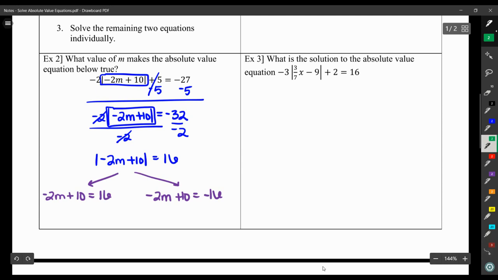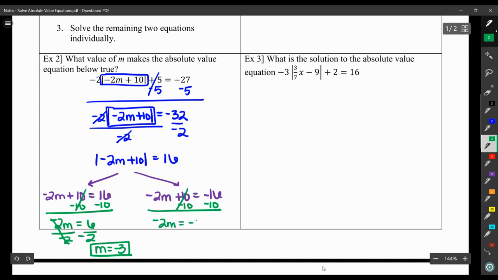Now that you have the smaller equations, go solve them individually. Solve the left one until you have m alone. We're going to subtract 10 from both sides. So 2m equals 6. Divide out 2, and we have m is equal to 3. So there's one solution. And then over on the right, subtract 10. You notice we have something different. 2m equals -26. Divide by 2, and m will equal -13. So my two solutions here are 3 and -13.